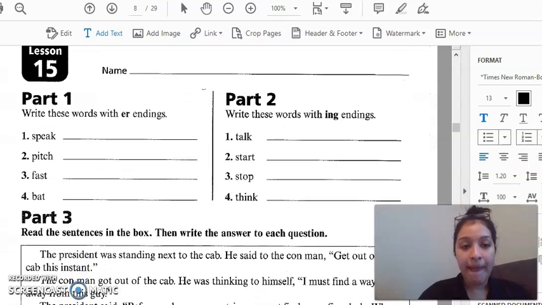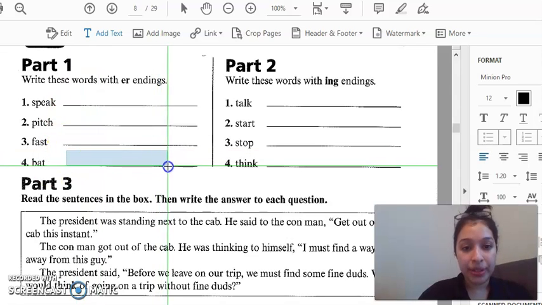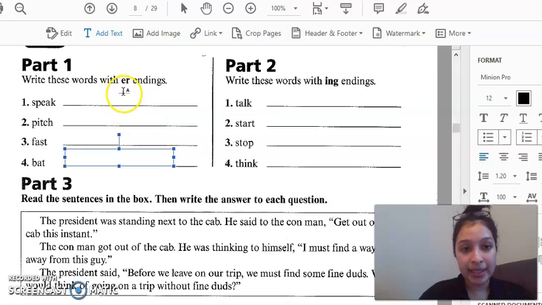Let's go down. For part 1 and part 2, it says write these words with endings. Write these words with ing endings. Okay, so let's look at this one here. Number 4, touch the word. What word is this? What word? Yes, bat. So we're gonna write it with what ending? Get ready? Yes, er. So think, we need to write bat with the ending er. What word does that make? Get ready? Yes, batter. What word?